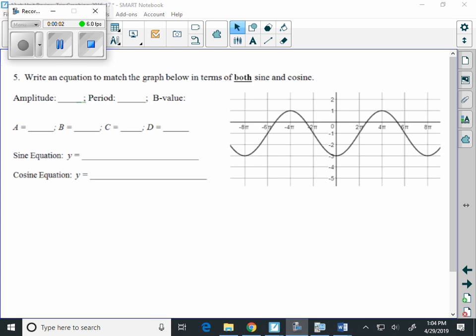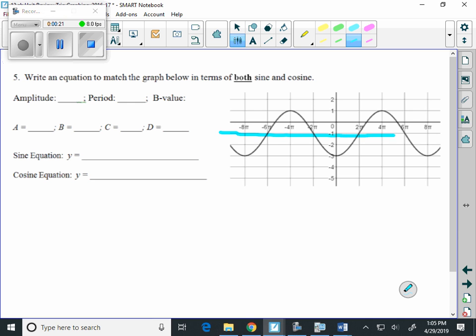Write an equation to match the graph below in terms of both sine and cosine. As I look at this picture, the first thing that I notice is that the midline of this graph is not along the x-axis. So I'm going to pull out my highlighter and put in where I think the midline is, which is here, and then go back and check it.